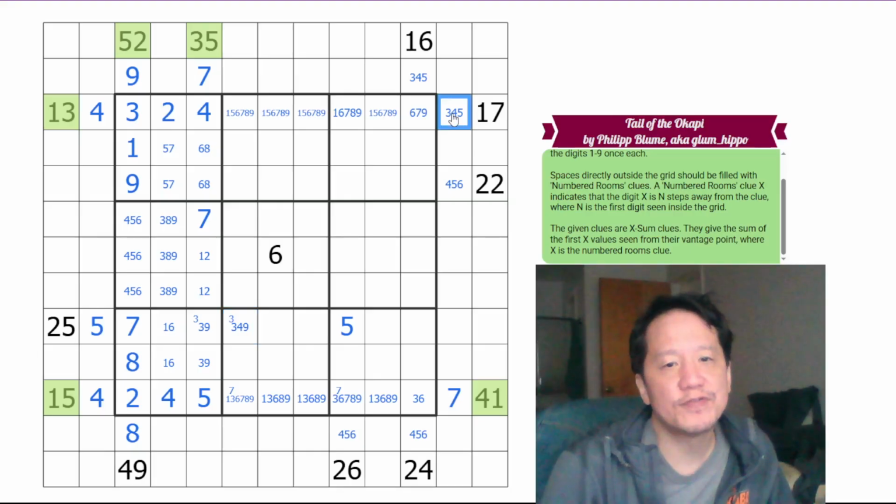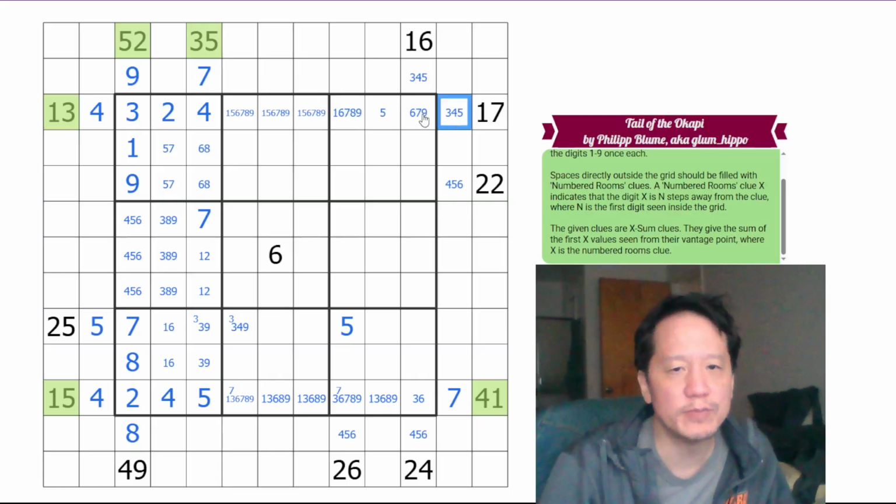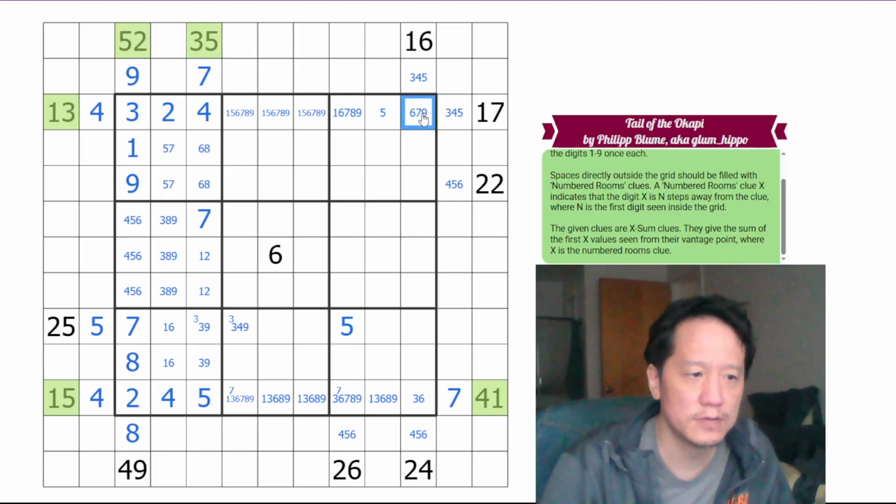If you have 3, that means this would be 9, because that's in the 9th position. 3 and 9 is 12, so you'd have 5 there. If you have 4, that would mean this is 7. 4 and 7 is already 11.